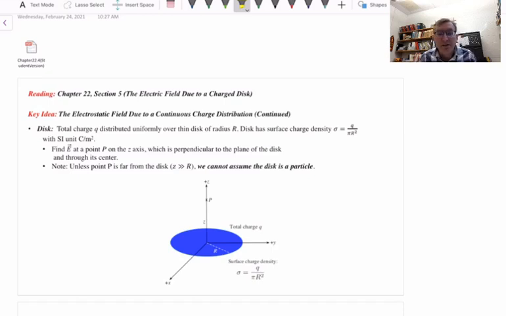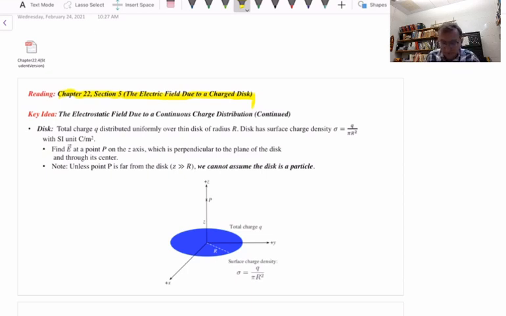Hello again. This is video lecture 22.4, and we're going to talk about chapter 22, section 5, and we're going to calculate the electric field due to a charged disk. So that's a filled-in circle with charge smeared out uniformly across it, and it's a two-dimensional distribution.